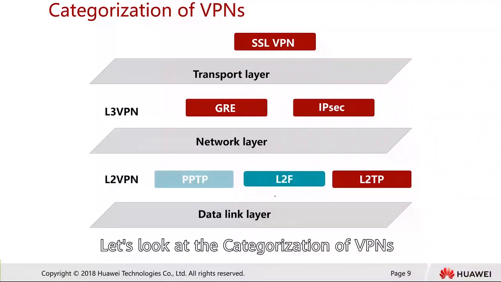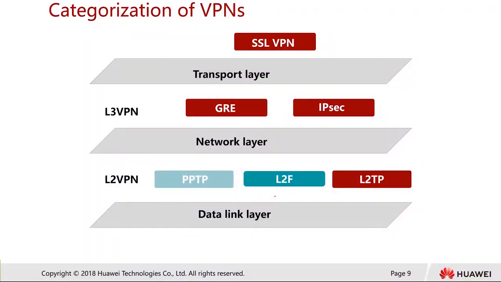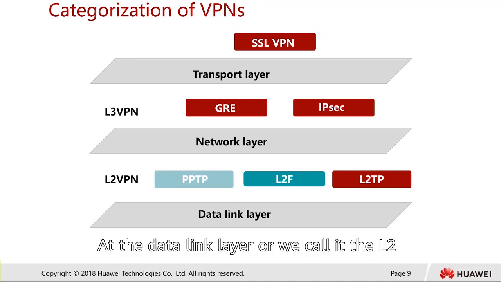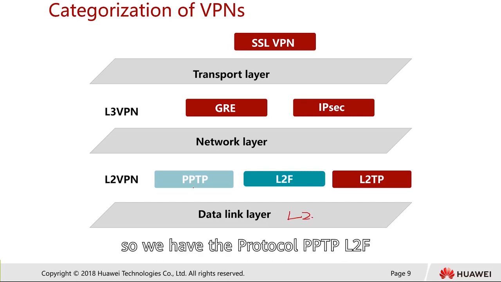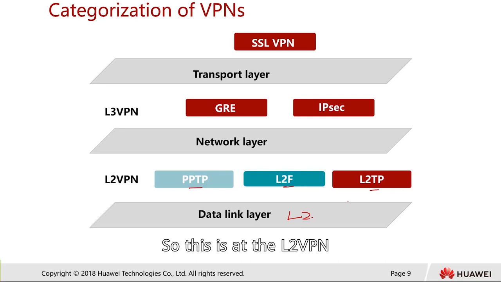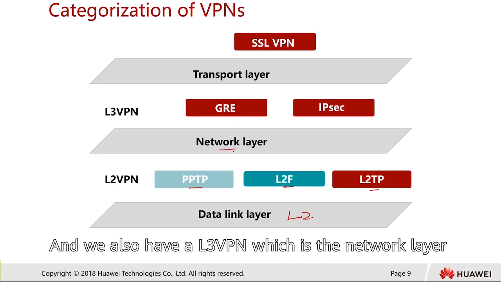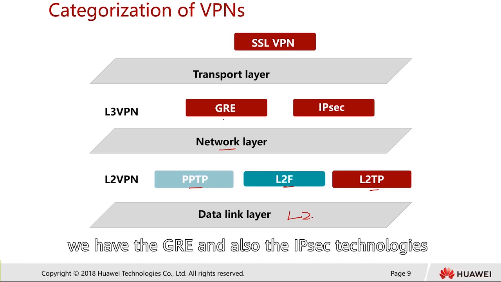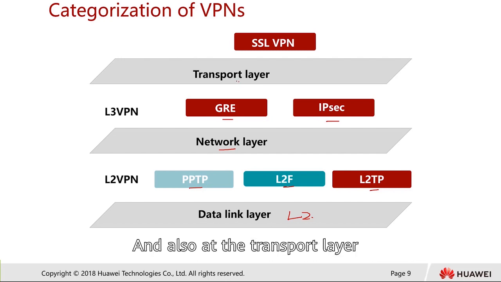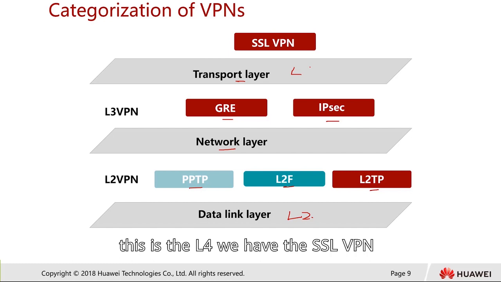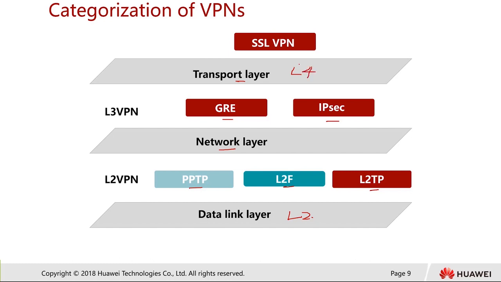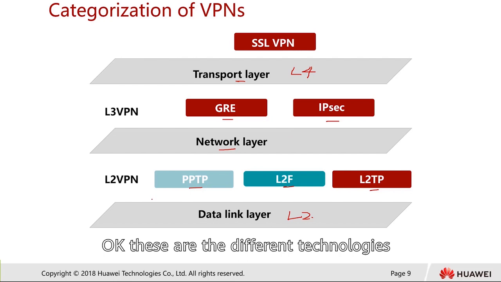All right, so let's look at the categories of VPN. At the data link layer, or we call it layer 2, we have the protocols PPTP, L2F, and also L2TP. So this is the layer 2 VPN. We also have a layer 3 VPN, which is the network layer. We have GRE and also IPsec technologies. And also at the transport layer, this is layer 4, we have the SSL VPN. Okay, so these are the different technologies.